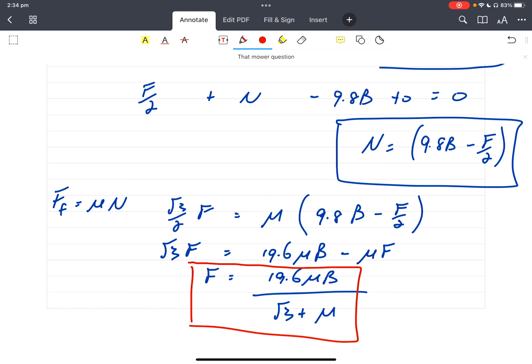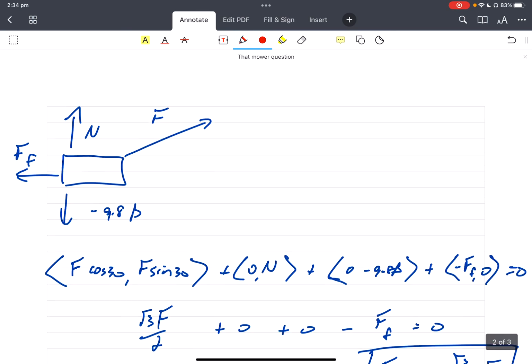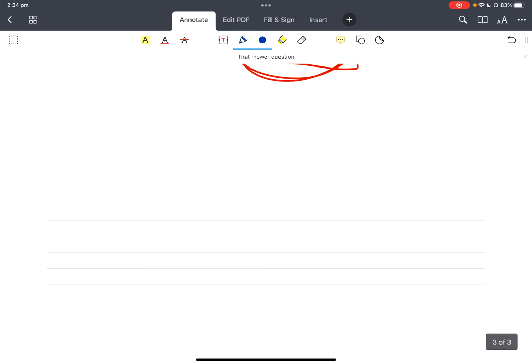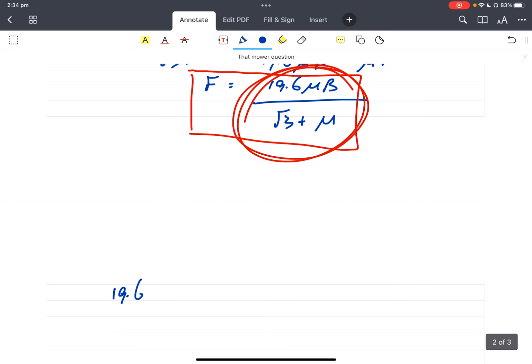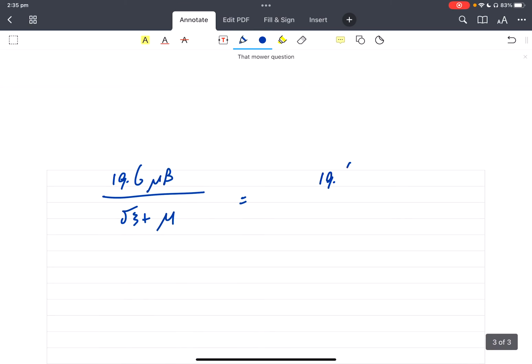There's our red box with our f. And there's our red box with the f. So it sort of makes sense that those f's are the same. So I'm just going to set that equal to that because they're the same f. And let's see if we can get a value for mu. So 19.6, 3 root 3 minus 3 mu. So there we have it.